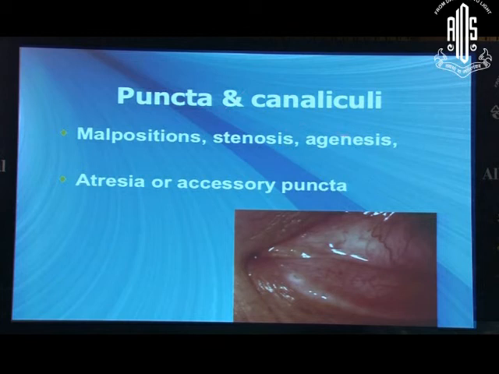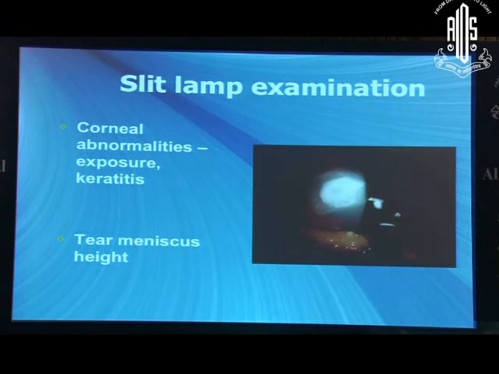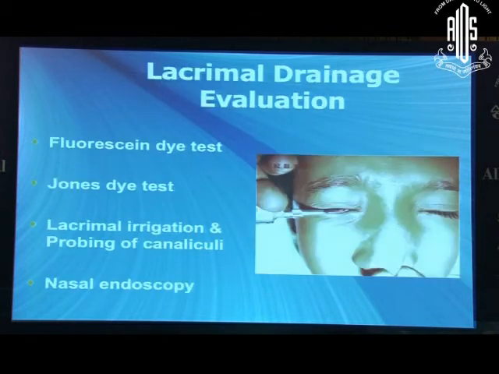presence of puncta are very important to look at. You may often have either a congenital agenesis or a stenosis or a malpositioned punctum as the cause for pathology. So you look for punctum position, but also when you do a slit lamp examination, you look for pathologies like blepharitis, trichiasis, concretions, cysts, which may be causing overproduction of the tears. You need to look for corneal pathologies, height of the tear meniscus, and then once you have excluded all those causes on slit lamp examination, you can actually do the evaluation of the lacrimal drainage.